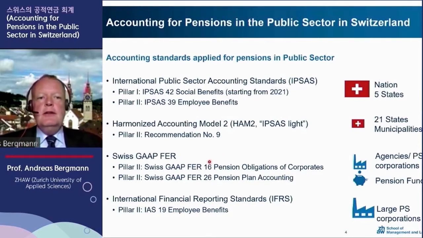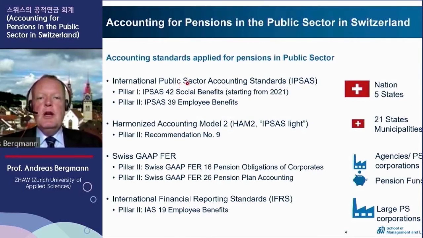Then we do have a national standard for the private sector, actually for the smaller entities, the smaller corporates, which is symbolized by this small industrial symbol, and also for the pension plans itself. So this standard provides a standard for pension plan accounting, not only for the employer, but for the pension plan itself. And finally, the larger corporates in Switzerland apply IFRS, the International Financial Reporting Standards, which of course also have a standard about employee benefits. So bottom line, we have four kinds of standards which are being applied.